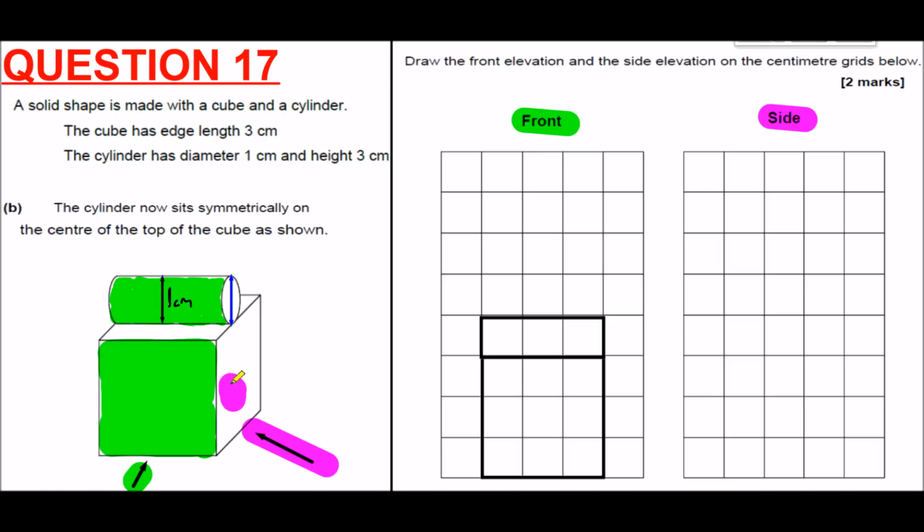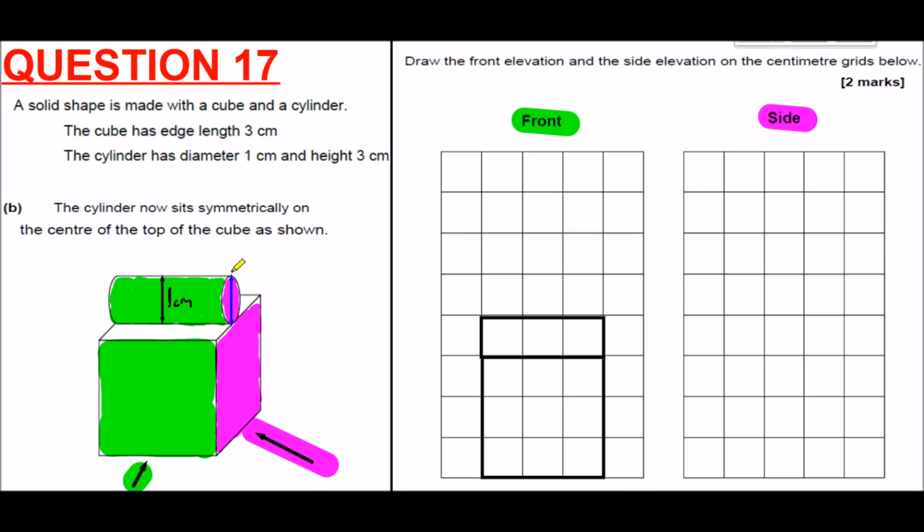From the side, we'd again see the same square face, because each side of a cube will look identical, because each face of the cube is the same size square. So that one would be the same. But from the side, we wouldn't see the green part of the cylinder I've coloured in from the front. What we'd see would be just the circular end.